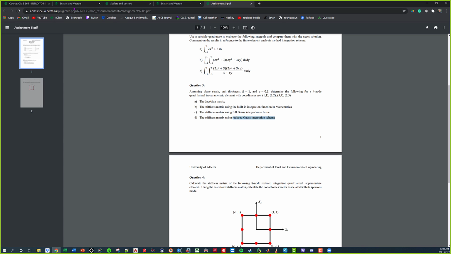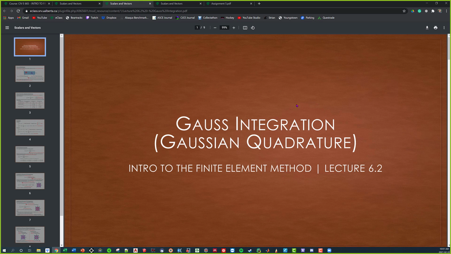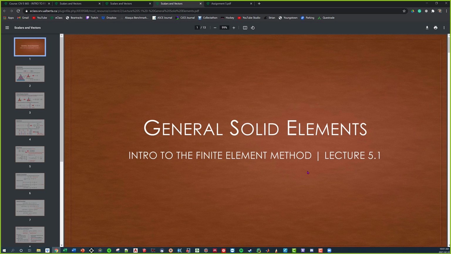And I opened up all the slides that we're going to need. We're going to need the 2 slides from today: isoparametric quadrilateral elements and Gauss integration. And then I also opened up our general solid elements, and it'll become apparent very quickly why we need that.